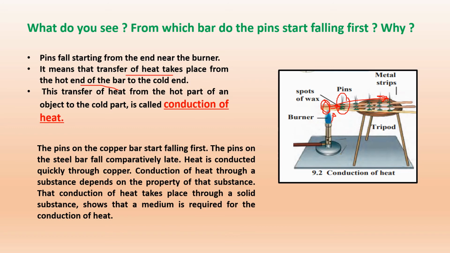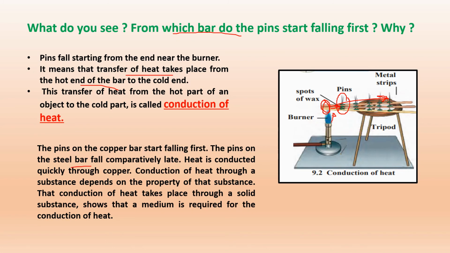Now we have to make sure from which bar the pins start falling first. The pins will fall from the copper bar first. Why? Because copper is a good conductor of electricity. Due to its properties, we know that copper is a good conductor of electricity and heat. That is why it will conduct heat faster compared to the steel bar and aluminium bar.